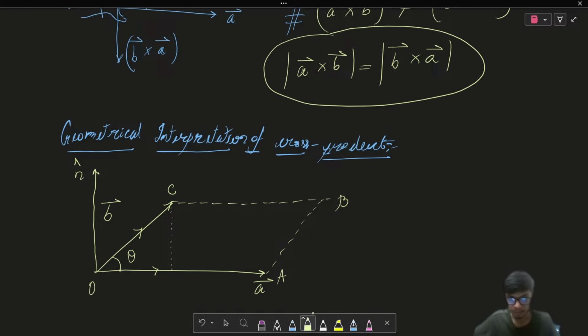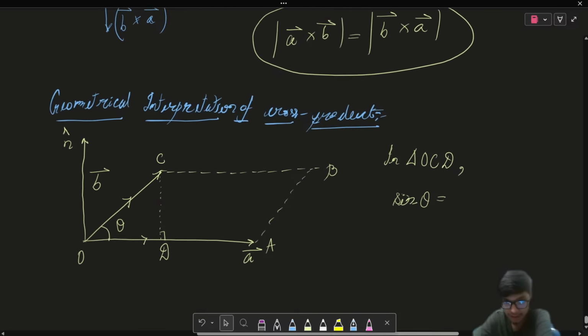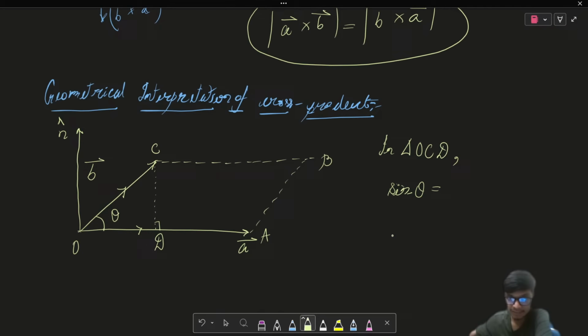Now, I project this particular line, and this is my perpendicular projection. In this particular triangle, let us call this point D. So in this right angle triangle OCD, if I ask you what is the sine theta value, sine theta will be equal to CD upon OC. Now CD is nothing but the perpendicular distance between the parallel sides. Why is the distance between parallel sides important? Let's try to understand.